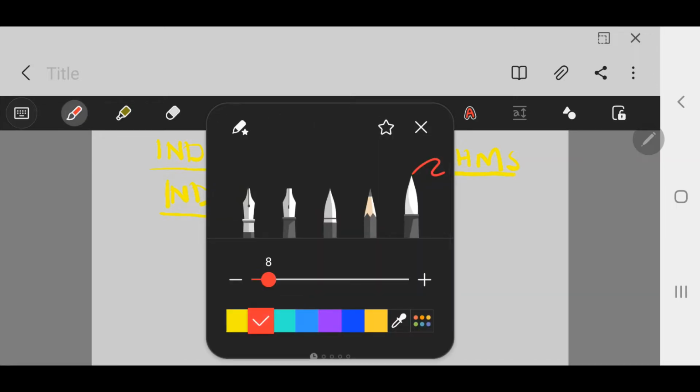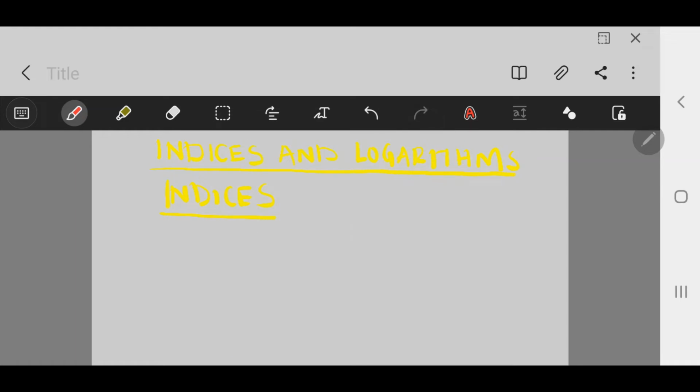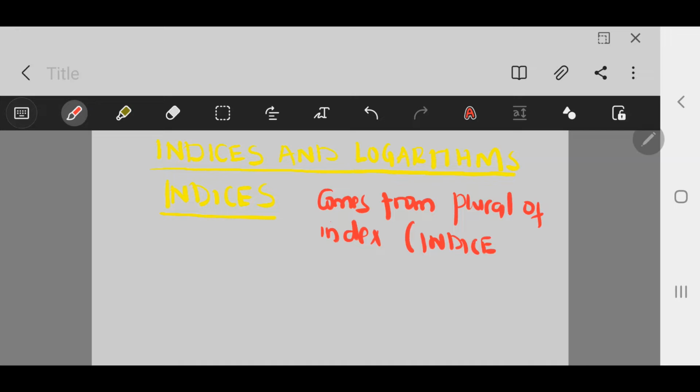So what do we call an index? Indexes. No, it's called the indices. This comes from the plural of index, plural of indices. So that when there are many, we call them indices. When it is one, we call it index.